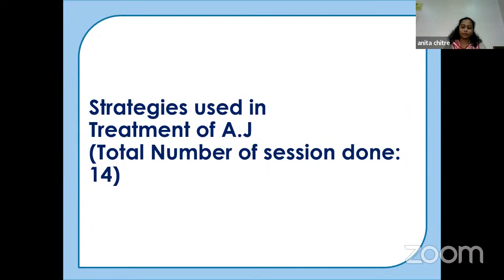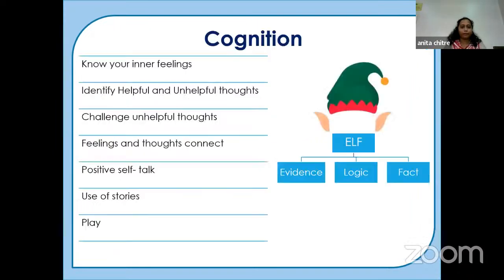Now, what were the strategies that were actually used in this particular case? The total number of sessions that were done was 14. And these were the few things that we focused on: knowing inner feelings, identifying helpful and unhelpful thoughts, challenging unhelpful thoughts, the connection between feelings and thoughts, developing positive self-talk, and there was use of stories and play as well.